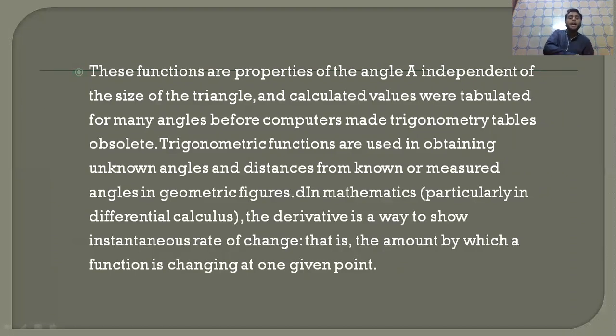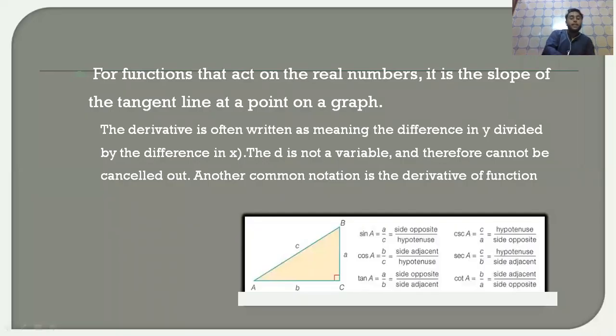The derivative is a way to show the instantaneous rate of change, that is, the amount by which a function is changing at one given point. For a function that acts on real numbers, it is the slope of the tangent line at a point on its graph. The derivative is often written as a difference in y divided by the difference in x. The d is not a variable, and therefore cannot be cancelled out. Another notation is the derivative function of f. You can see this in the picture.